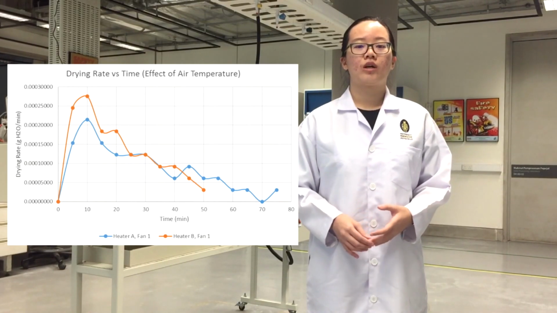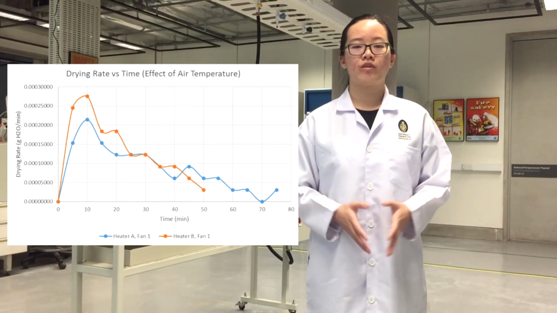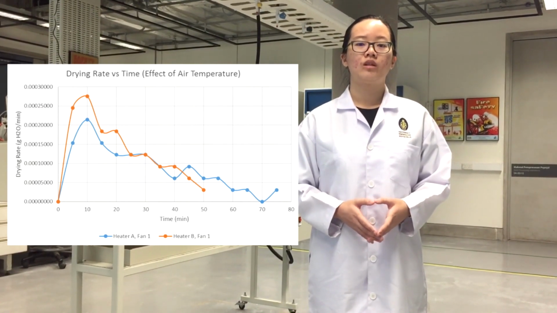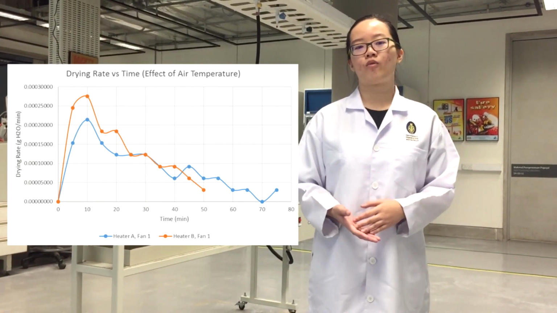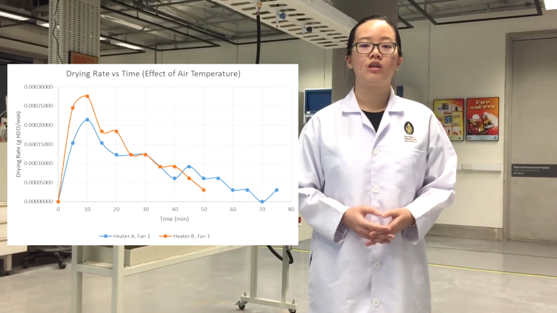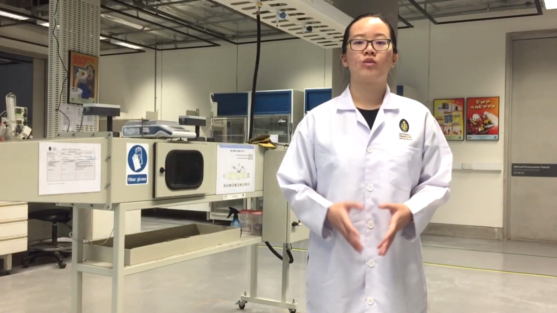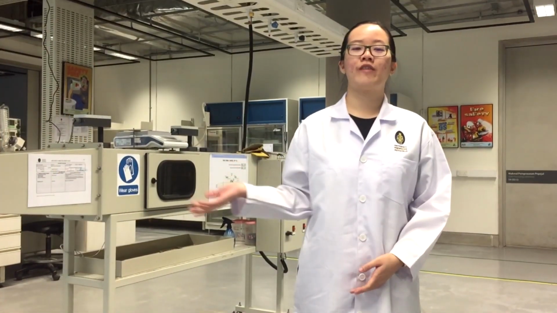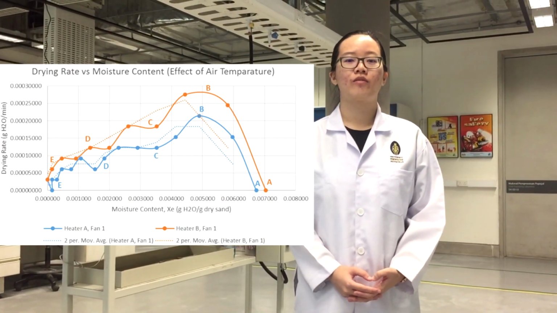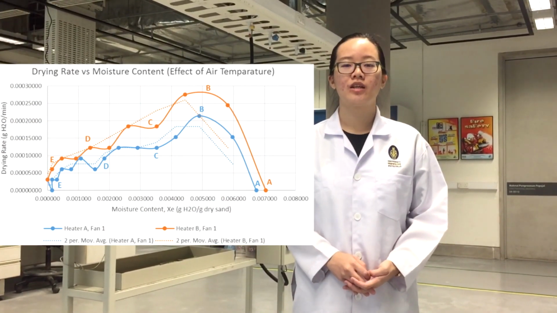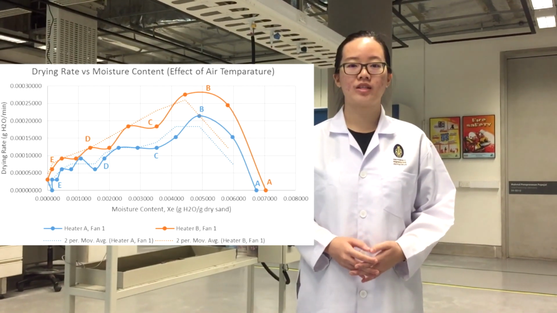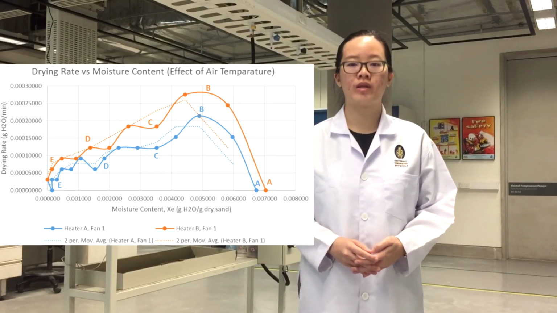After the drying rate reached a maximum peak, the drying rate will decrease gradually until the drying process was completed. This was because less water was stored in the wet sand for the evaporation process to occur, thus causing the drying rate to decrease. Based on the graph beside me, it can be divided into 3 main phases as stated by John Copeland in the theory, which are the initial phase, constant rate drying phase, and lastly, falling rate period.